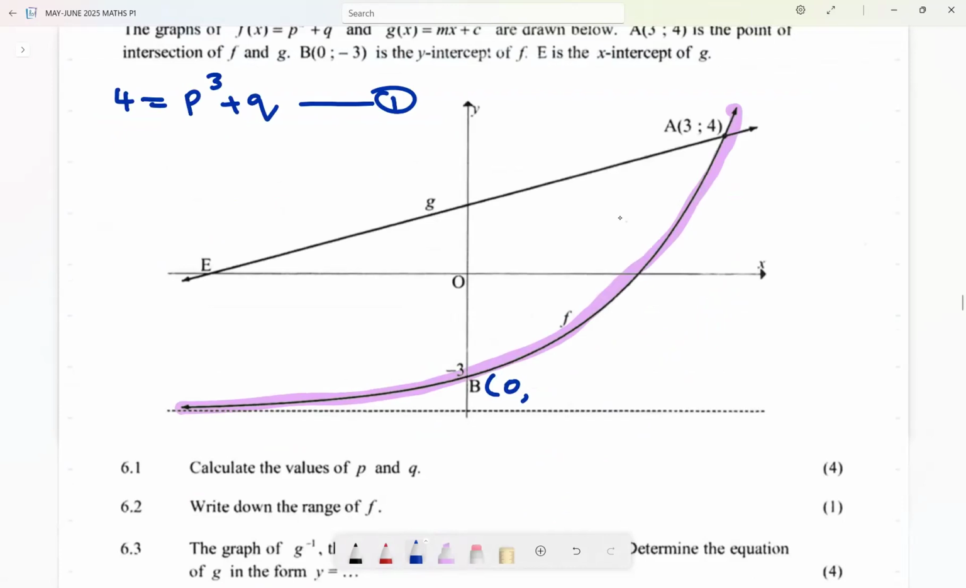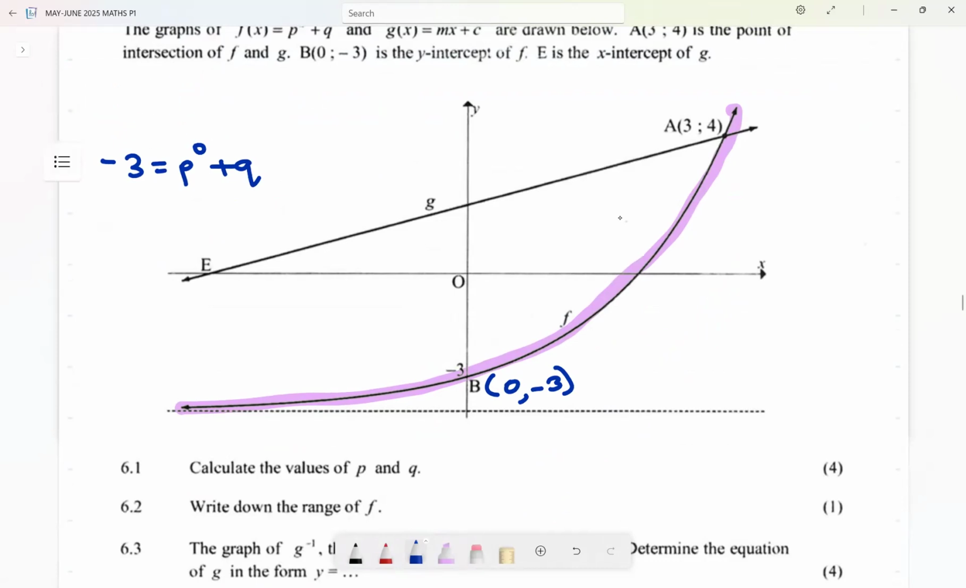X is 0 here, y is -3. So I can say -3 is equal to p to the power of 0 plus q. Actually, I can get q very beautifully. Let me start with this one, b. Y is equal to -3, is equal to p to the power of x, which is 0, plus q.